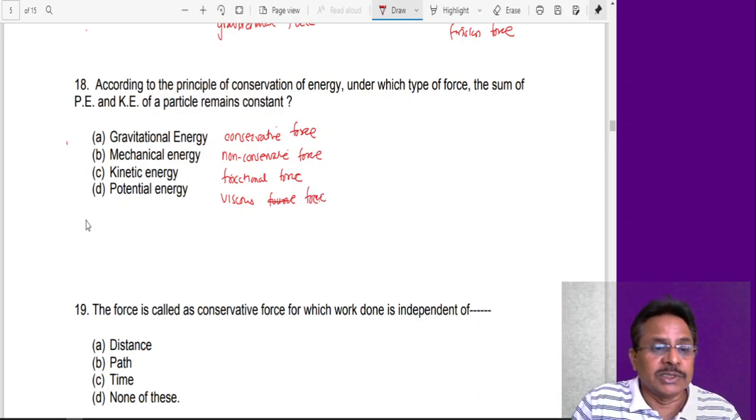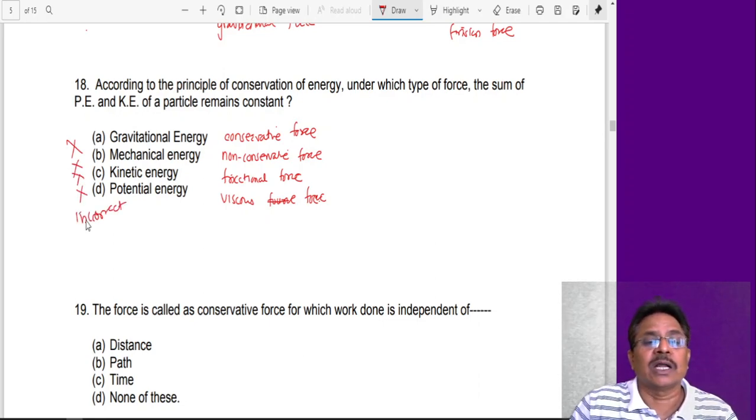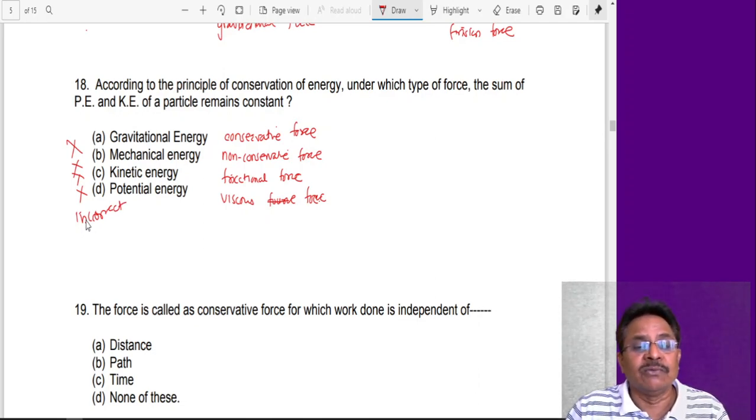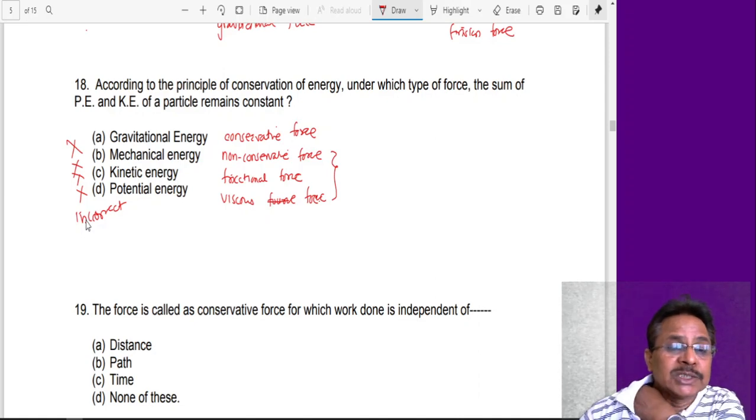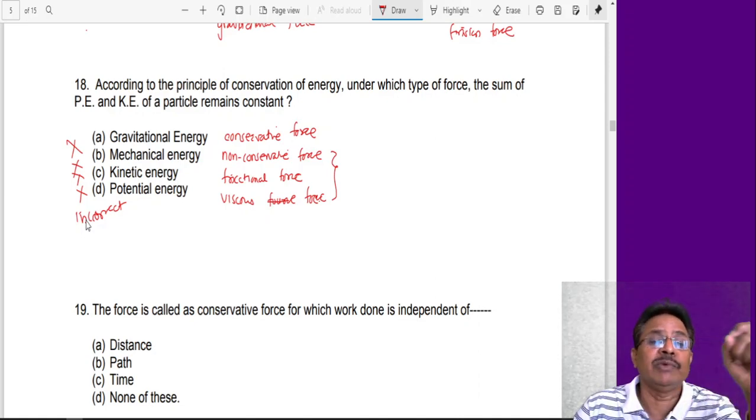Now the printed options are incorrect. So the correct options for this question are conservative force field, non-conservative force field, frictional force field and viscous force field. As we have already seen, in all these force fields there is no guarantee that every time the sum of potential energy and kinetic energy will remain the same.